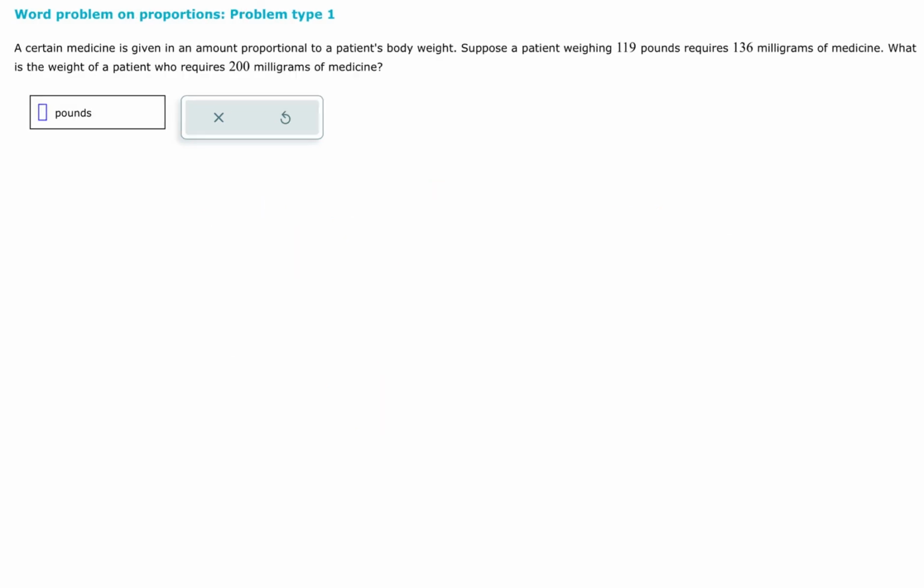This problem says a certain medicine is given in an amount proportional to a patient's body weight. Suppose a patient weighing 119 pounds requires 136 milligrams of medicine. What is the weight of the patient who requires 200 milligrams? Unfortunately, I don't know if there are any common factors of 119 and 136, so I'm going to use cross multiplication to solve this proportion.